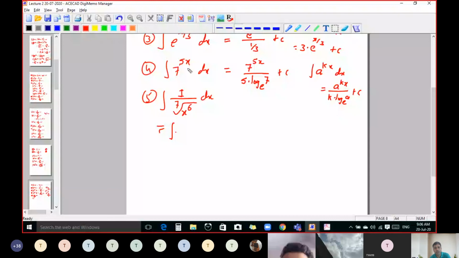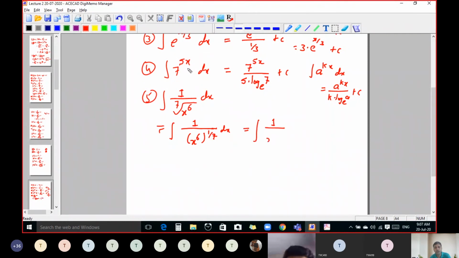So what is the simplification? See, it is 1 upon the 7th root of x raised to 6. So you can write it like this: x raised to 6, whole raised to 1 by 7. That is nothing but 1 upon x raised to 6 by 7, which is nothing but x raised to minus 6 by 7.